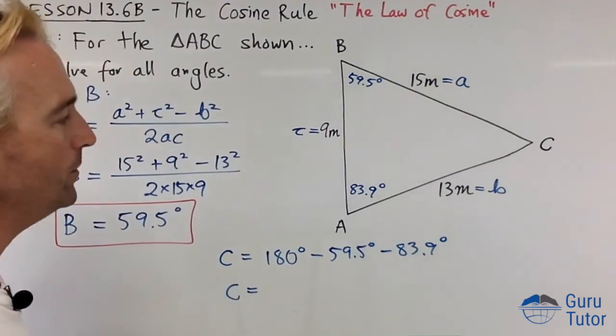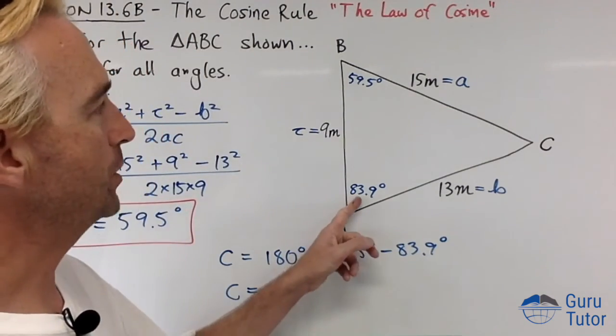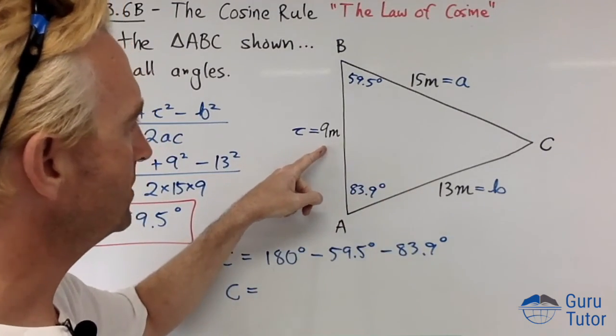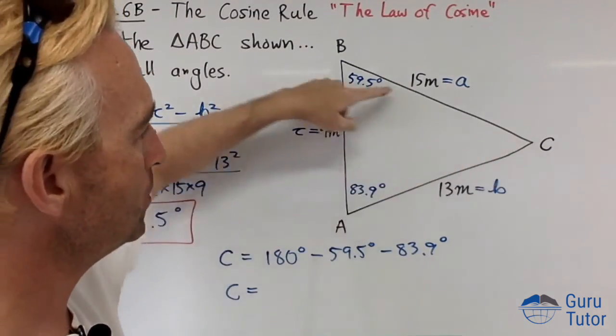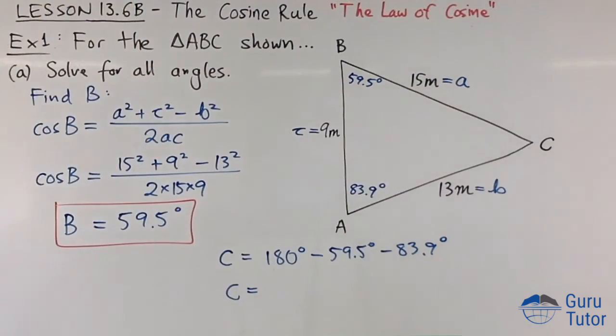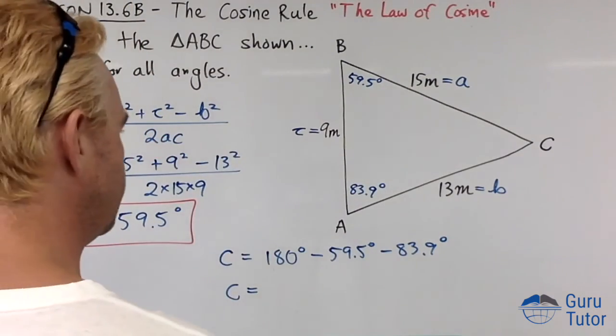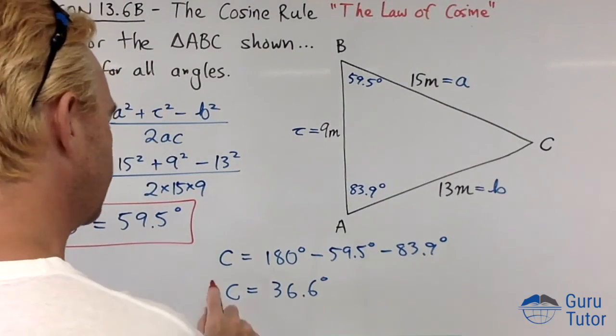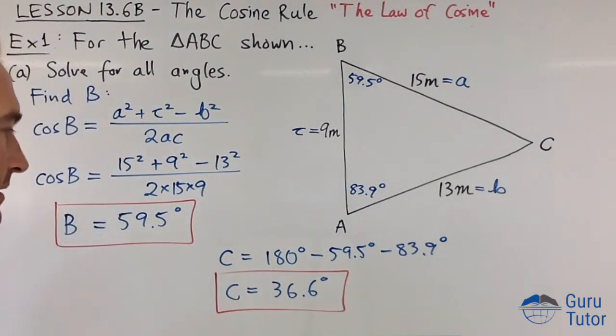And like I said before, the largest angle is always opposite the largest side. And looking at the sides, c is the smallest side, so I think C is going to be the smallest of all three of these angles. When we do that, we get angle C is 36.6, which makes sense. It is the smallest angle, which is opposite the smallest side. And there we go.